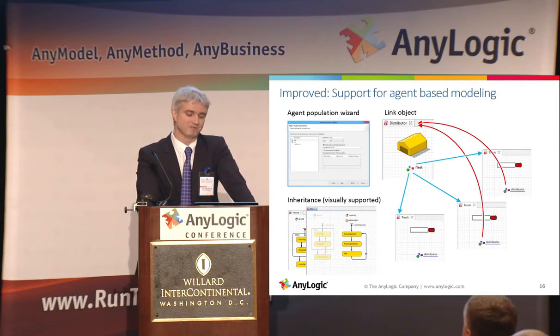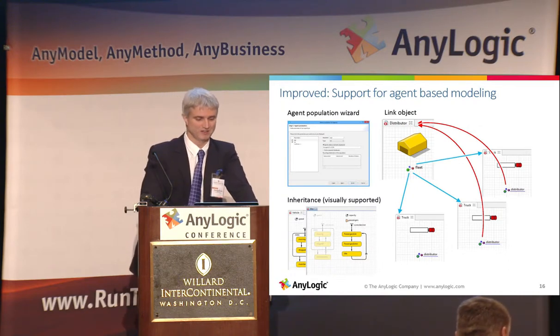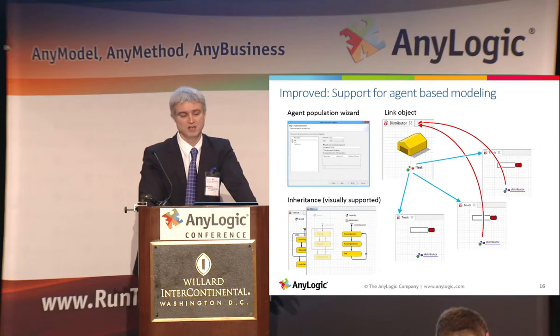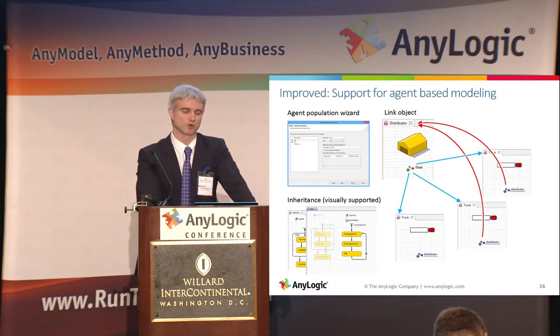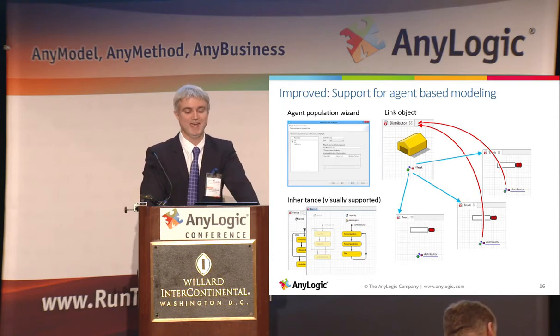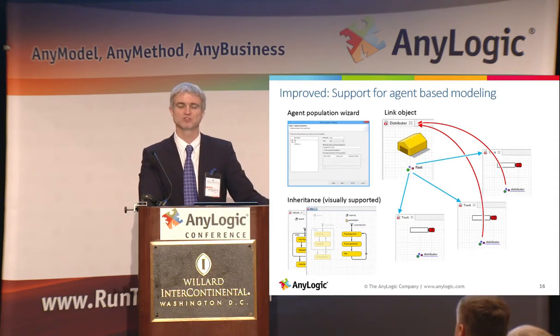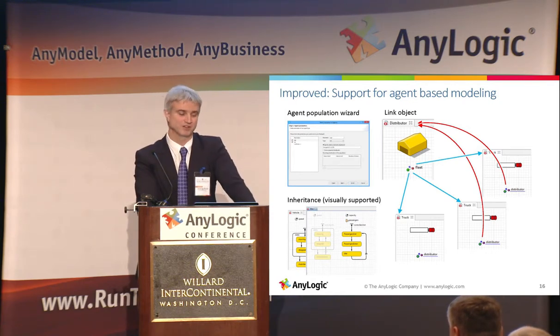And for those guys who are object-oriented minded, we now provide visual inheritance between agent types. So let's say this is the base type for a person with a certain state chart in there. Now this could be a subtype, for example, a patient or a male or a female, which has this base behavior, but also adds some extra behavior. So agent classes can now inherit one from another. And again, those who are comfortable with using inheritance can use visual inheritance in AnyLogic 7.